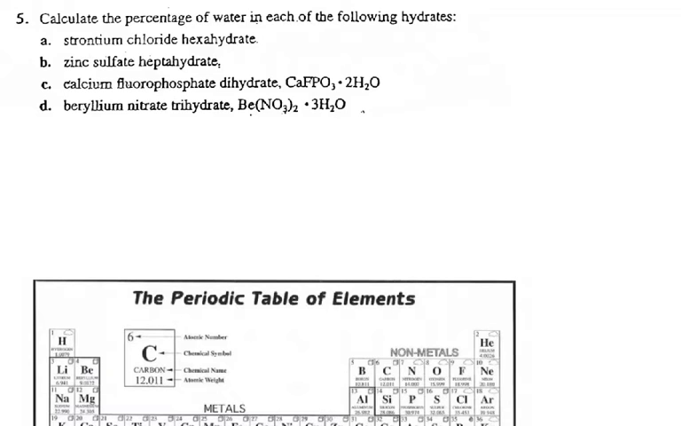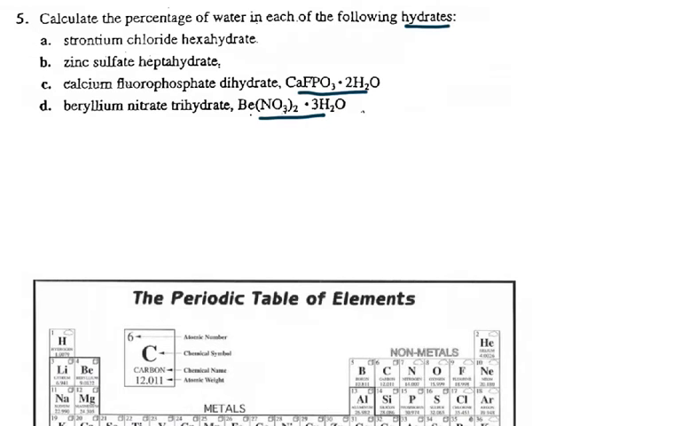This is 5A on the percent composition worksheet. It says calculate the percentage of water in each of the following hydrates. Hydrates just mean that there's water as part of the formula. Like here is a hydrate, here is a hydrate, and here they're just expecting you to write the formula yourself.